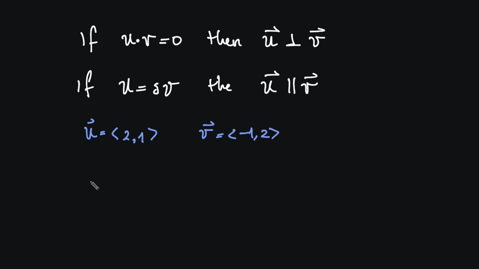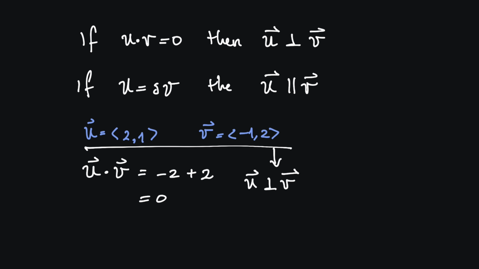Right? So the only thing that we need to do to check perpendicularity or if they are parallel is to apply the dot product. So u dot v is going to be equal to 2 times -1, that is -2, plus 1 times 2, that is 2, and -2 plus 2 is 0. So since the dot product is 0, then they are perpendicular. Vector u is perpendicular to vector v.